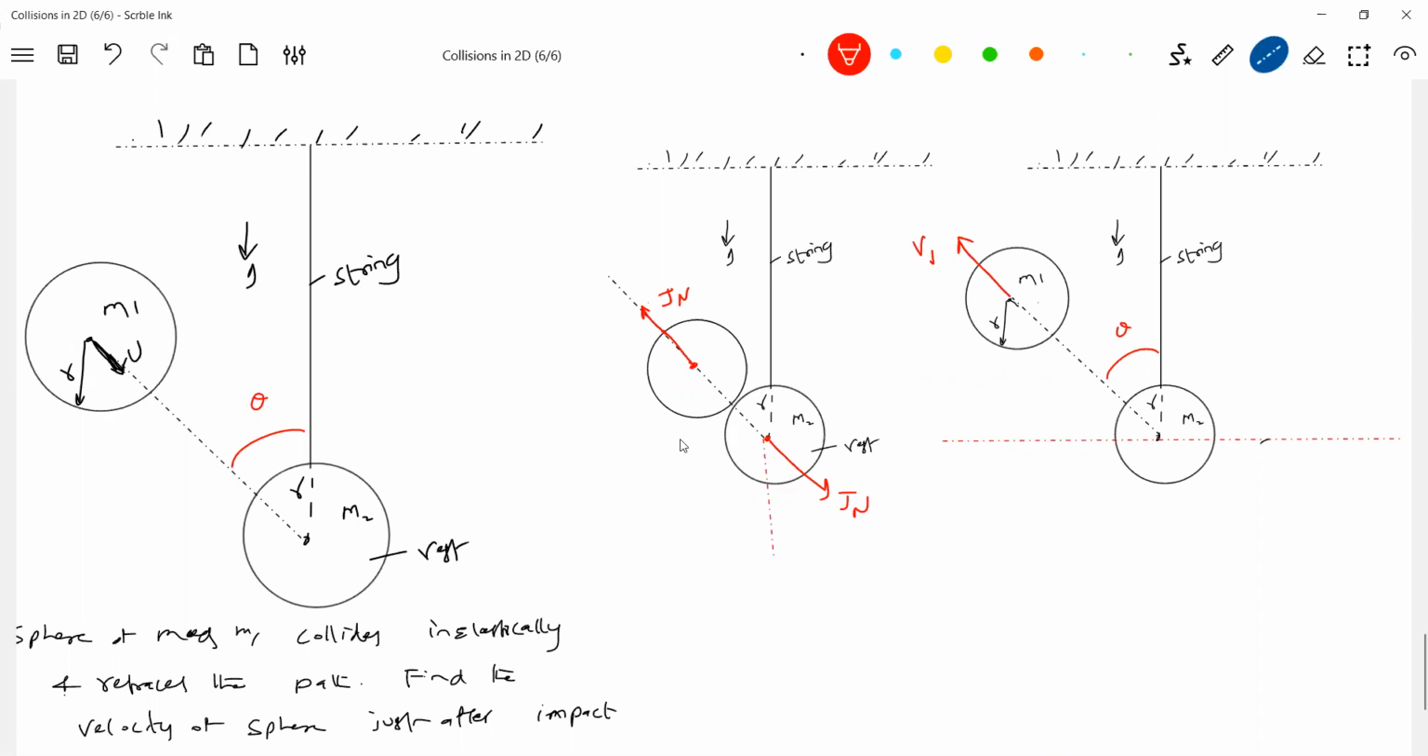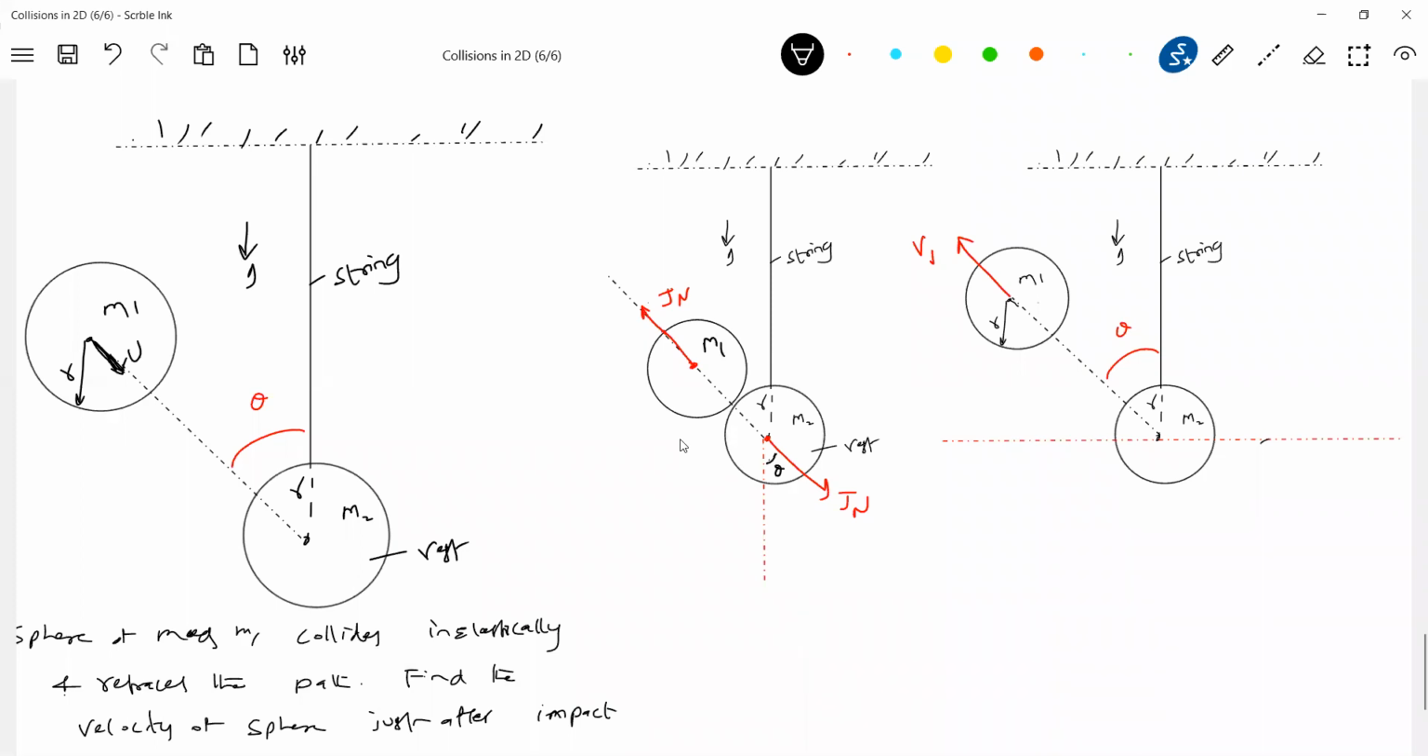It will act along the x as well as the y axis. So Jn cos theta, what does it do? It will try to impart momentum to the second sphere vertically down.